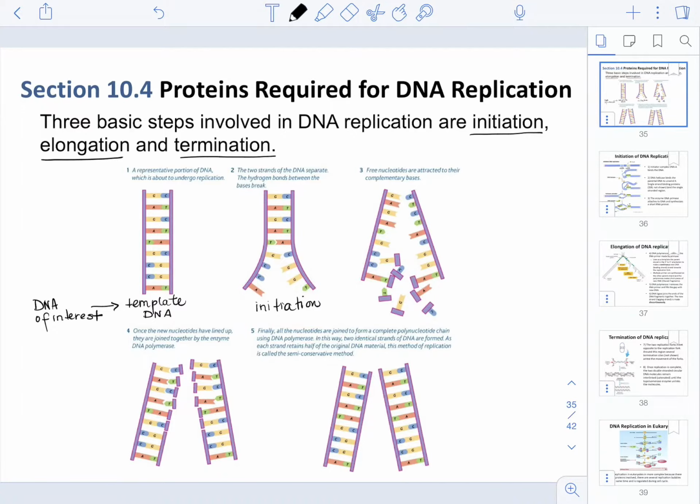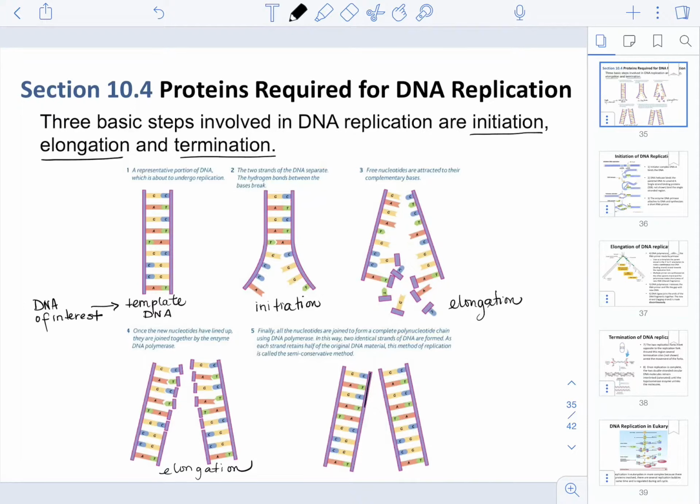Then, during the process of elongation, there are two major events that are going to be occurring. One is that we are going to have free nucleotides base pair with each of the strands that were present in the template DNA. And then we're going to have polymerases making those nucleotides be linked to one another through their backbone. At the end of the day, we need to terminate the process of replication.